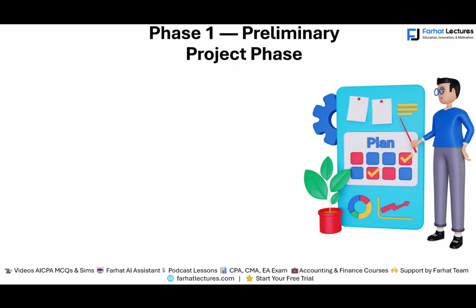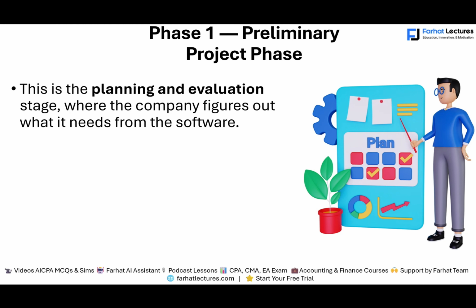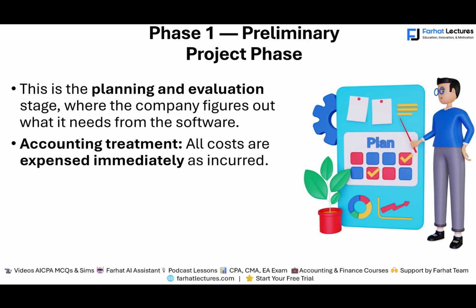Phase 1, preliminary project phase. Preliminary means you're in the planning stage. You are looking at what you need in terms of software, talking to your people, talking maybe to an external consultant. At this stage, all costs involved are expensed immediately as incurred. And I hope this makes sense, because all you are doing is planning. And in planning, sometimes you don't end up with anything. In other words, you plan for things to happen, but you don't proceed because you find out it's not your best option, or it's not the right time, so you incur all this cost. What do you do with it? Because there is no probable future value as of right now, you expense it.